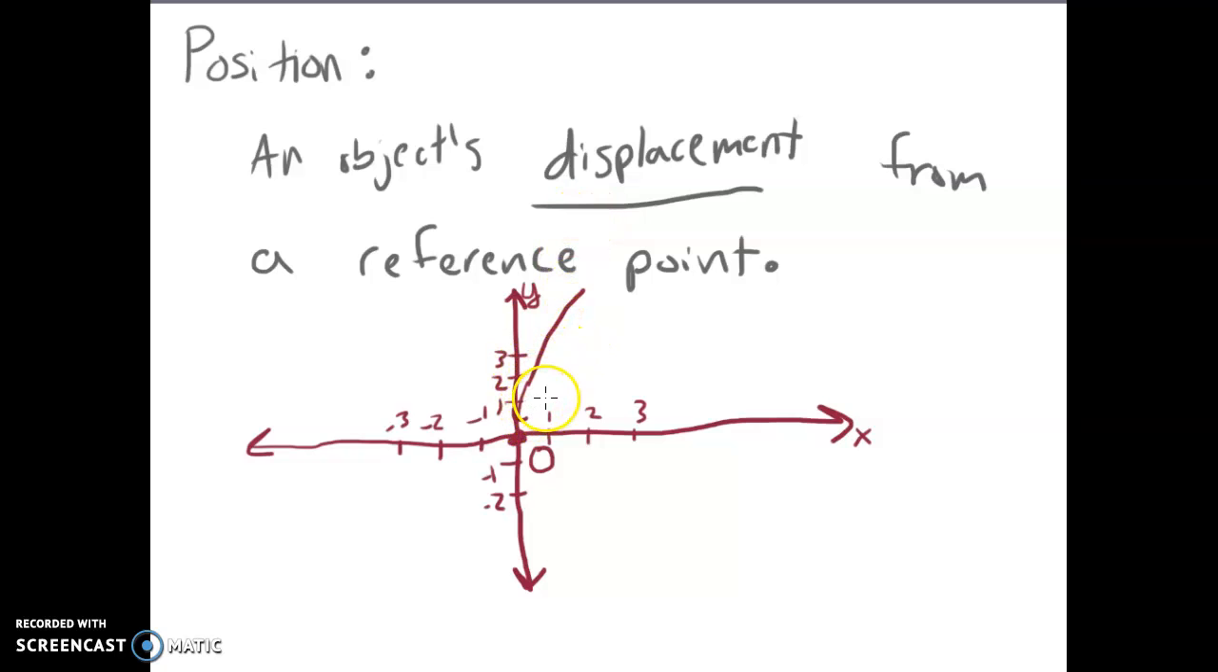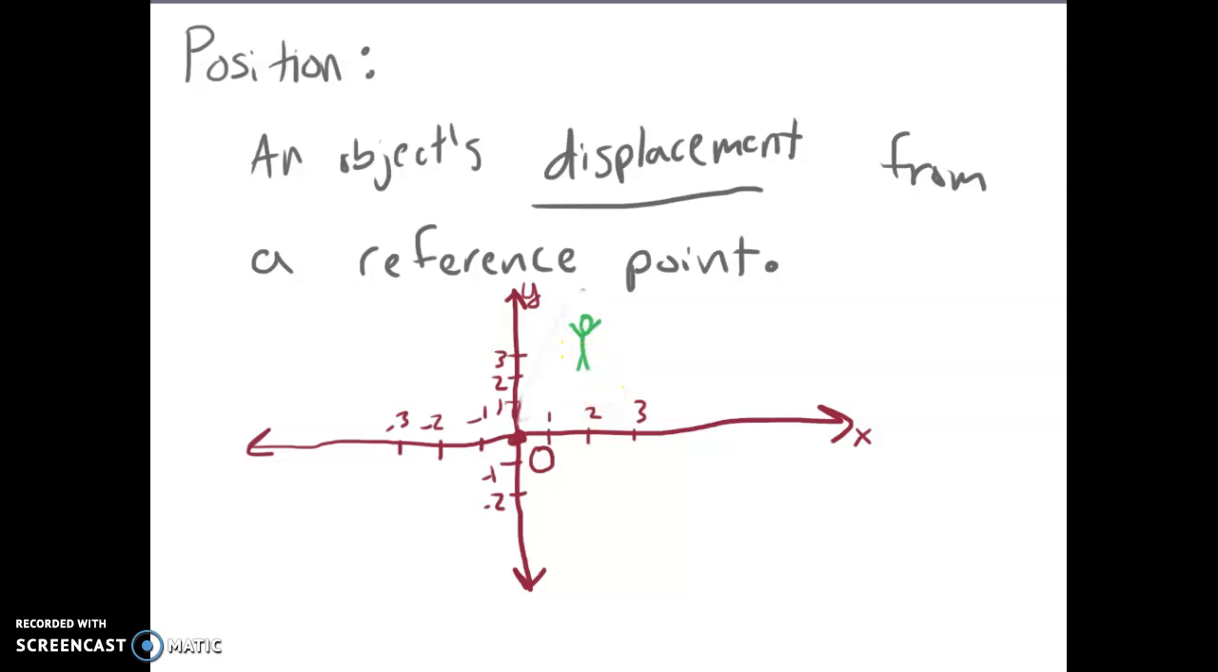So let me get my eraser out, and I'm going to erase this. And I'm going to just put a position. So an object, like a box. No, let's not do a box. Let's do a person. So I'm going to draw a person. I'm going to put the person right here.